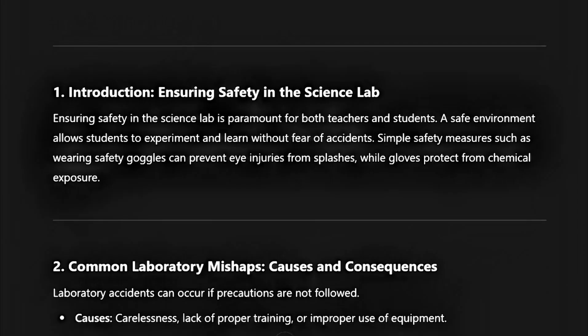Introduction. Ensuring safety in the science lab. Ensuring safety in the science lab is paramount for both teachers and students. A safe environment allows students to experiment and learn without fear of accidents. Simple safety measures such as wearing safety goggles can prevent eye injuries from splashes, while gloves protect from chemical exposure.